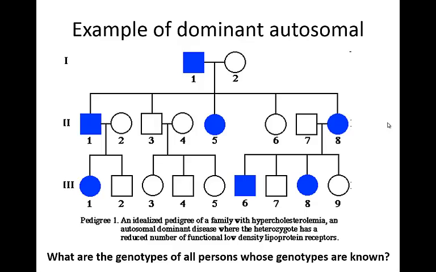So an example of a tree like this, you can see here, and we can actually calculate from this what are the genotypes of all people whose genotypes are known. So I'm going to let you pause it here.